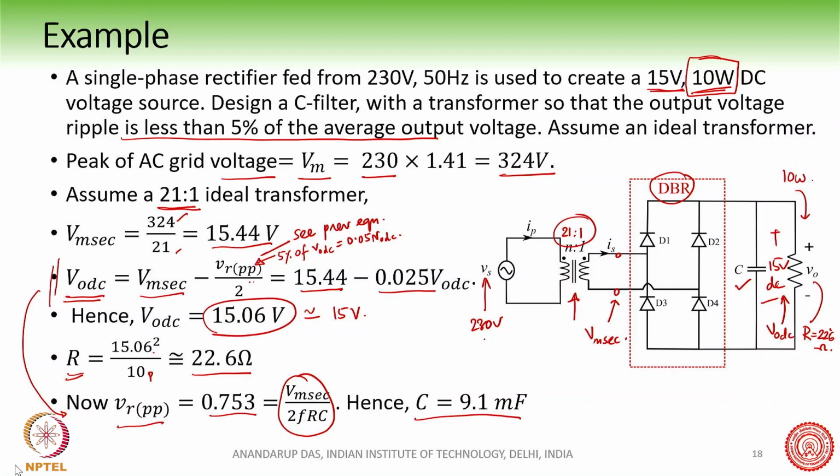The other problem is that this current is also highly non-sinusoidal. If it is 10 watt, fine, it is very little power and can be acceptable to the grid. But if the power level goes up, then we cannot do that. Then we have to go for other alternate arrangements, like a PWM rectifier, some form of a converter at the front end, to improve this current.